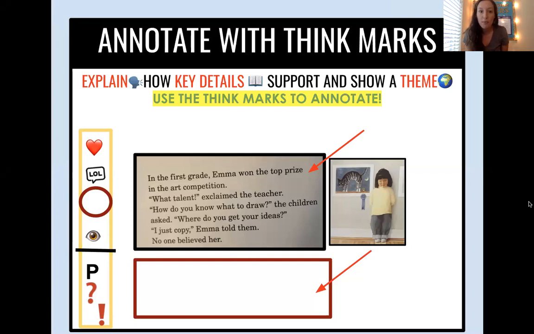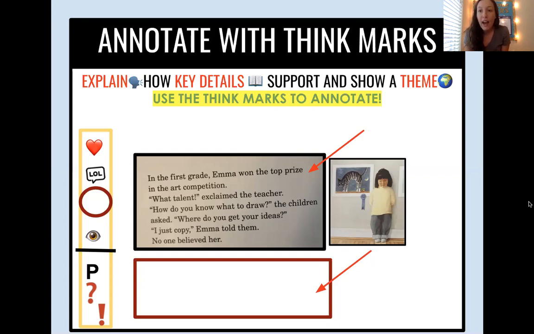What do the think marks mean? The heart we use to annotate one of our favorite parts on the page. The LOL we use to annotate when something is funny. We use the circle to circle words that we don't know but that we need to find the meaning of. We use the eye to visualize. When we use words to make a picture in our head, we visualize and we annotate using the eyeball.